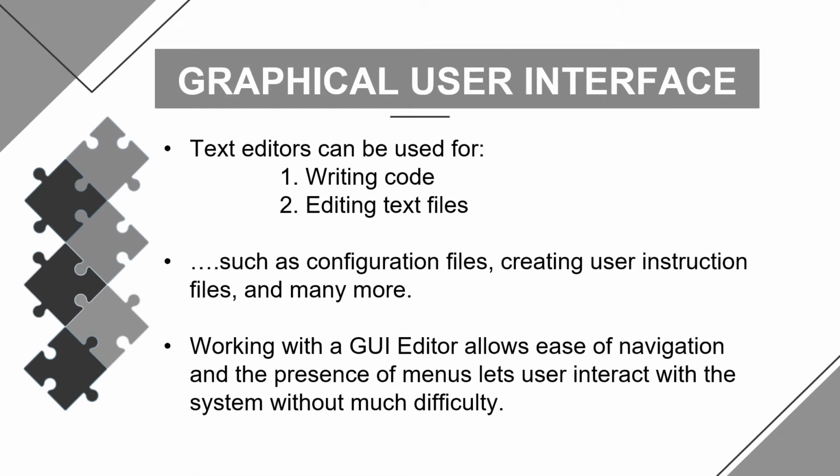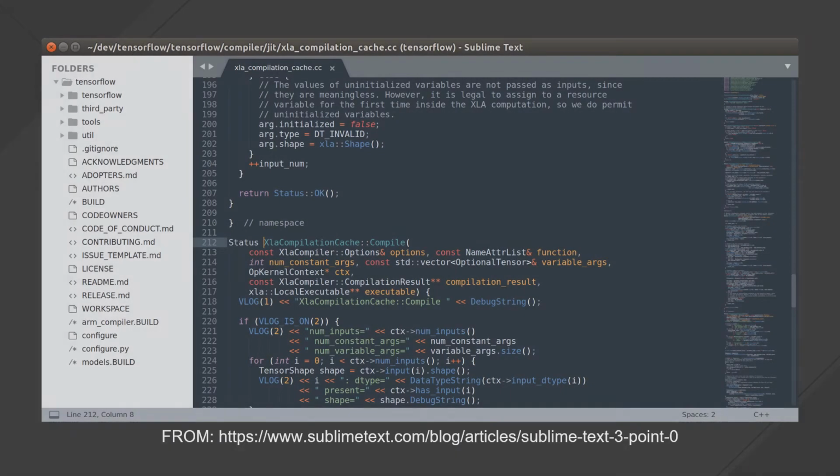Text editors can be used for 1. Writing code, 2. Editing text files. Using a graphical user interface editor allows user to code their own web applications with much ease. The availability of options lets the user navigate through the application easily. This is an example of a GUI editor named Sublime Text.